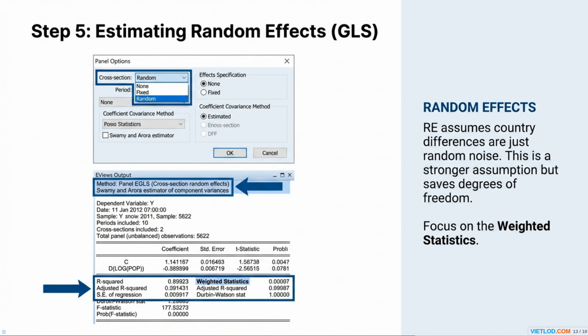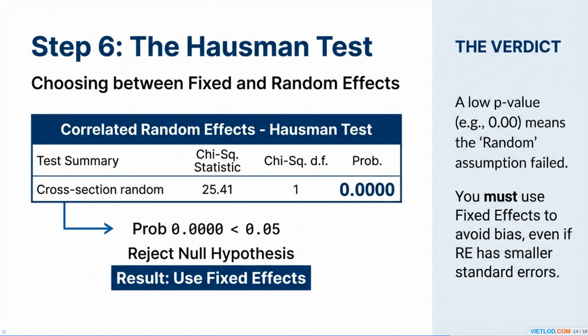As you can see in the EViews output, the method is indeed Panel EGLS, Cross-Section Random Effects, Swamy and Arora Estimator of Component Variances. When interpreting the results from a random effects model, it's crucial to focus on the weighted statistics, as indicated by the blue arrow on the slide, since the RE model employs a generalized least squares approach that weights observations to account for the composite error structure.